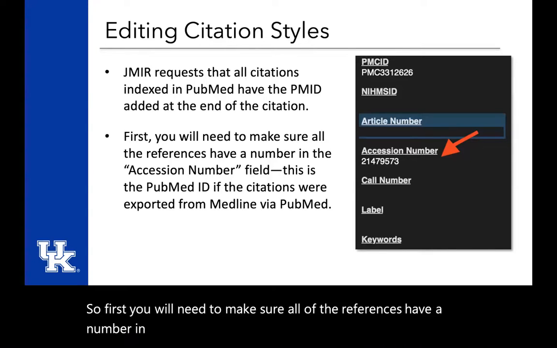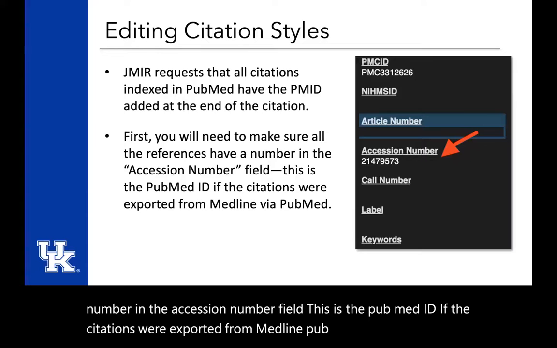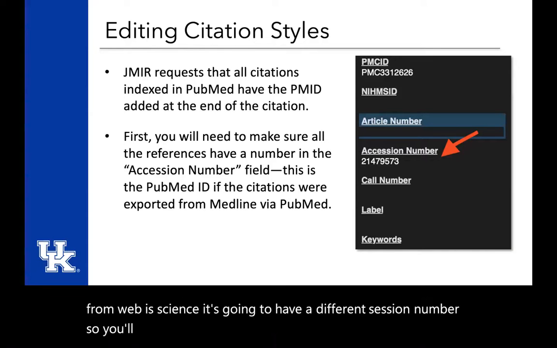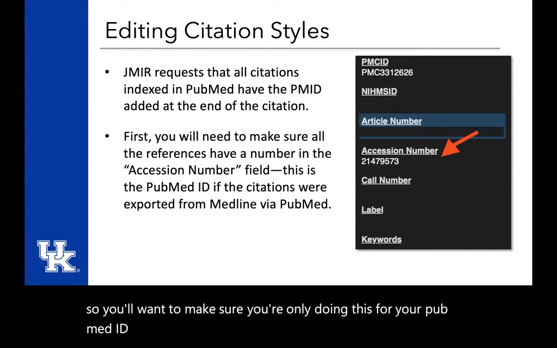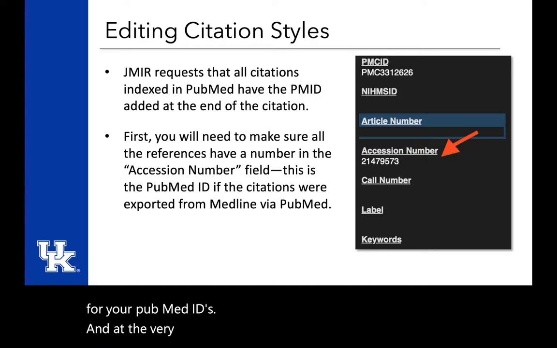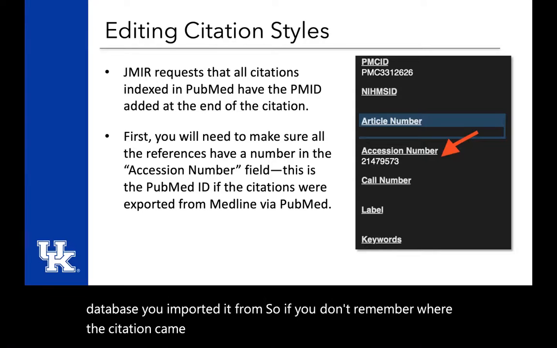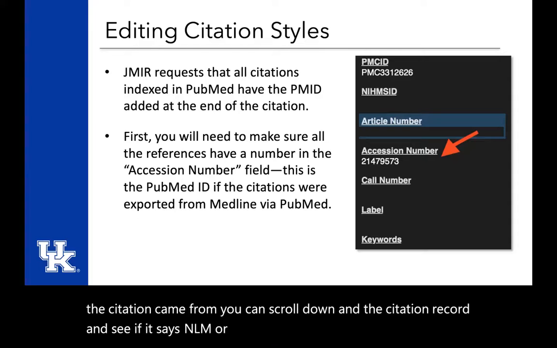So first, you will need to make sure all of the references have a number in the accession number field. This is the PubMed ID if the citations were exported from Medline PubMed. If you're exporting from Web of Science, it's going to have a different accession number. So you'll want to make sure you're only doing this for your PubMed IDs. And at the very bottom of every reference, you can see which database you imported it from. So if you don't remember where the citation came from, you can scroll down in the citation record and see if it says NLM or Web of Science or what other database that you might have searched.